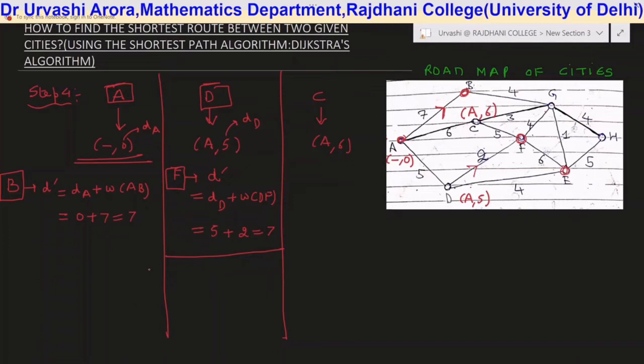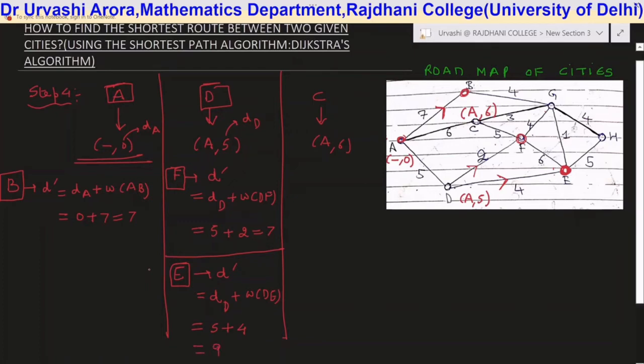There is another adjacent unlabeled vertex corresponding to the labeled vertex D, which is E. So we make the calculations for E also now. We calculate the D dash for E. Again, we assume that to reach the vertex E, we will be traveling along the edge DE from the vertex D. So this is going to be dD, the distance traveled till D, plus the weight of the edge DE. dD, as usual, is 5, and we can see from the graph that 4 is the weight of the edge DE.